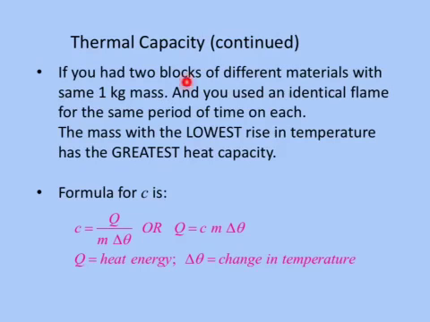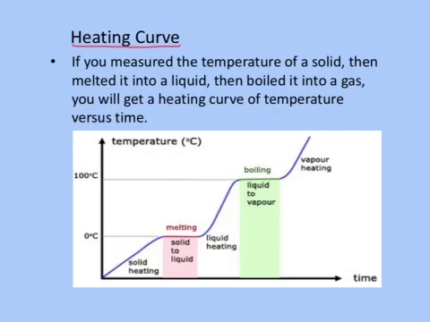If you had 2 blocks of different materials with the same 1 kg mass and you used an identical flame for the same period of time on each, the mass with the lowest rise in temperature has the greatest heat capacity. The formula for specific heat capacity is c = Q over m delta theta. Q is heat energy, m is mass, delta theta is change in temperature.